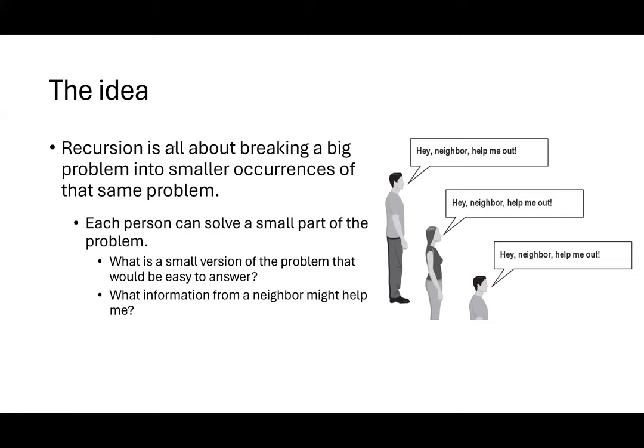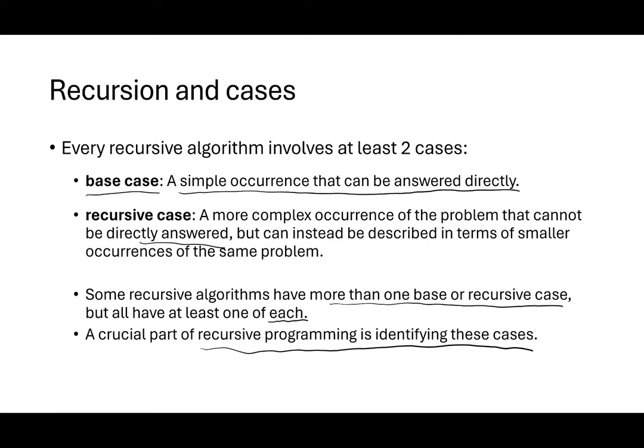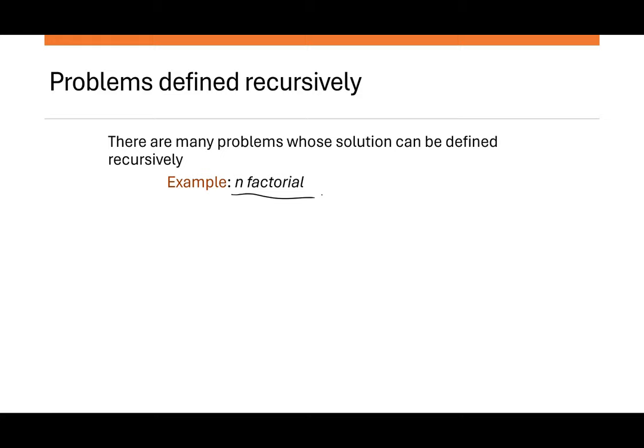Okay, so let's talk about an algorithm that can be solved recursively. So n factorial. I think all of you, since you are in computer science, or even if you're not, know what n factorial is, right? So n factorial is n times n minus 1 times n minus 2, right?